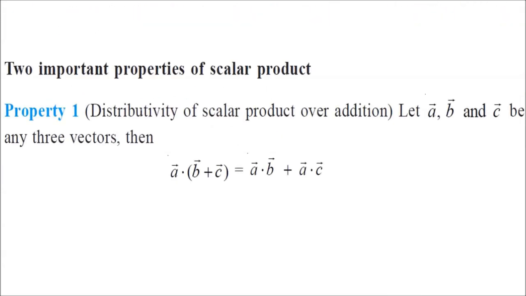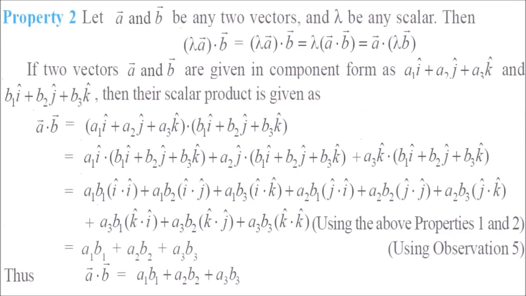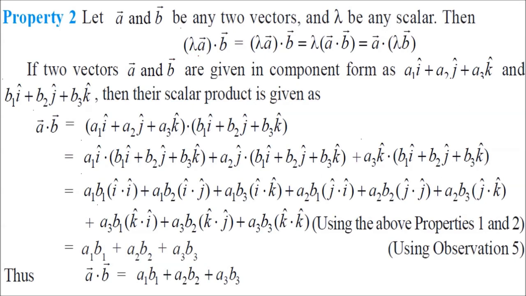There are other properties of scalar product, that is the distributivity of scalar product over addition. So this is the distributivity. And how does it happen? This is the dot product. So you can distribute: A dot B plus A dot C. And if you want to prove it, let us take one more property, then I'll tell you.